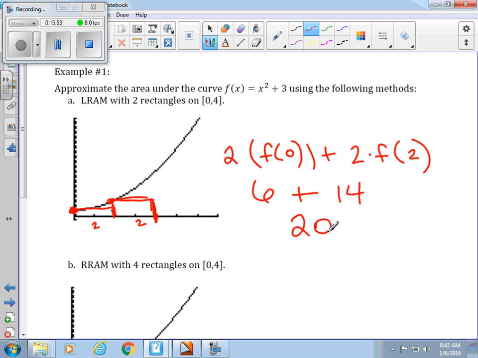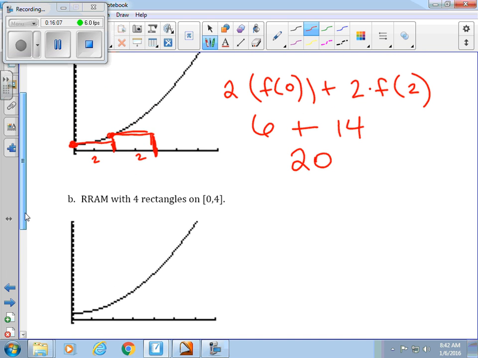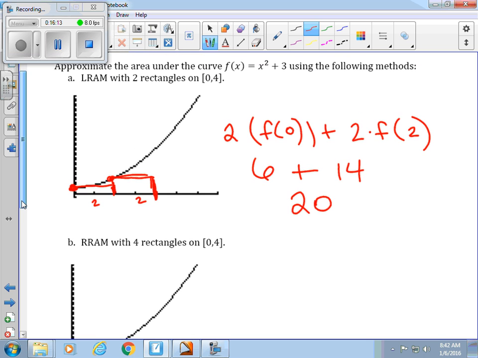Is this an over approximation or an under approximation of the actual area? Under. How do you know? Because it's below that curve. There's some gaps in there. That's something AP will ask a lot. So when you do the base can always be the same for all of them. Good question. For a Riemann sum, yes.